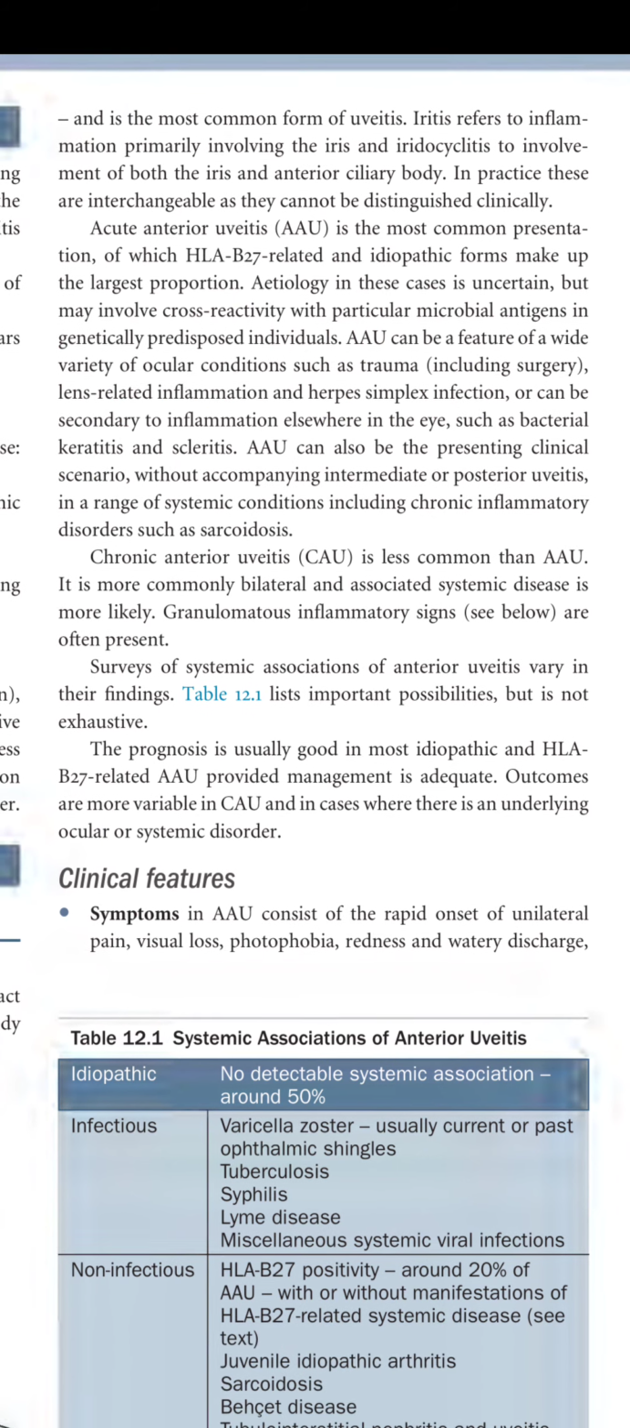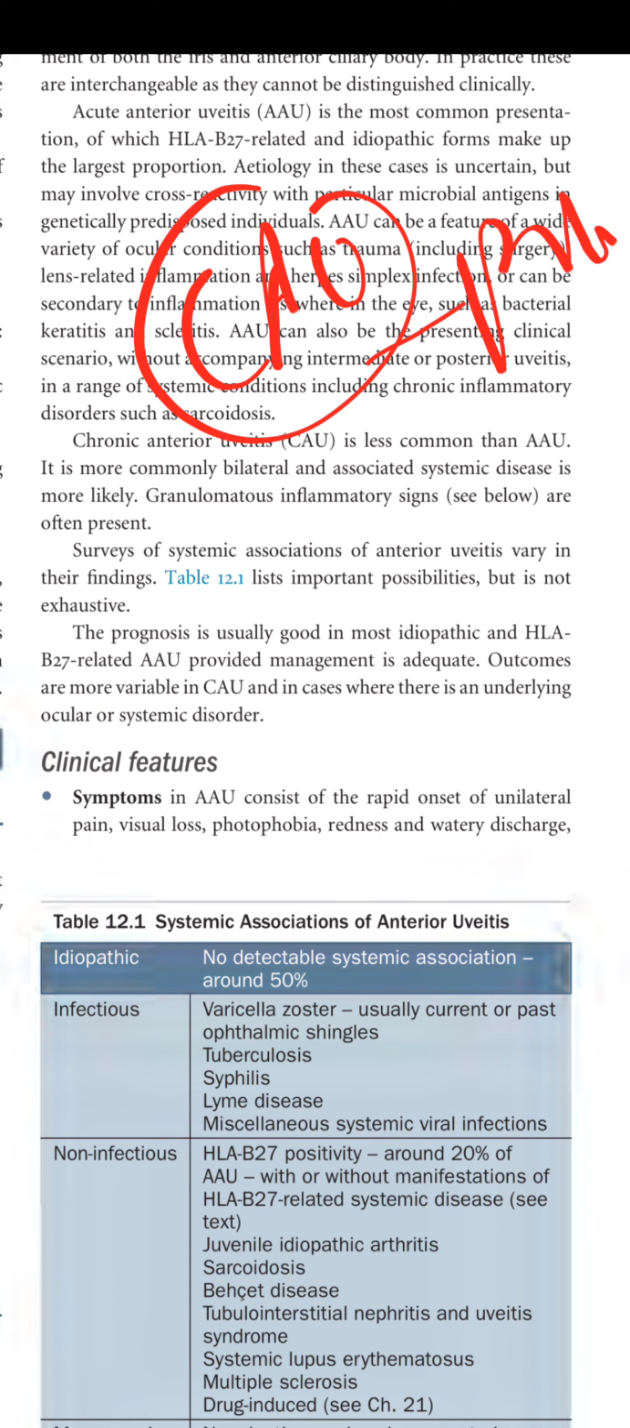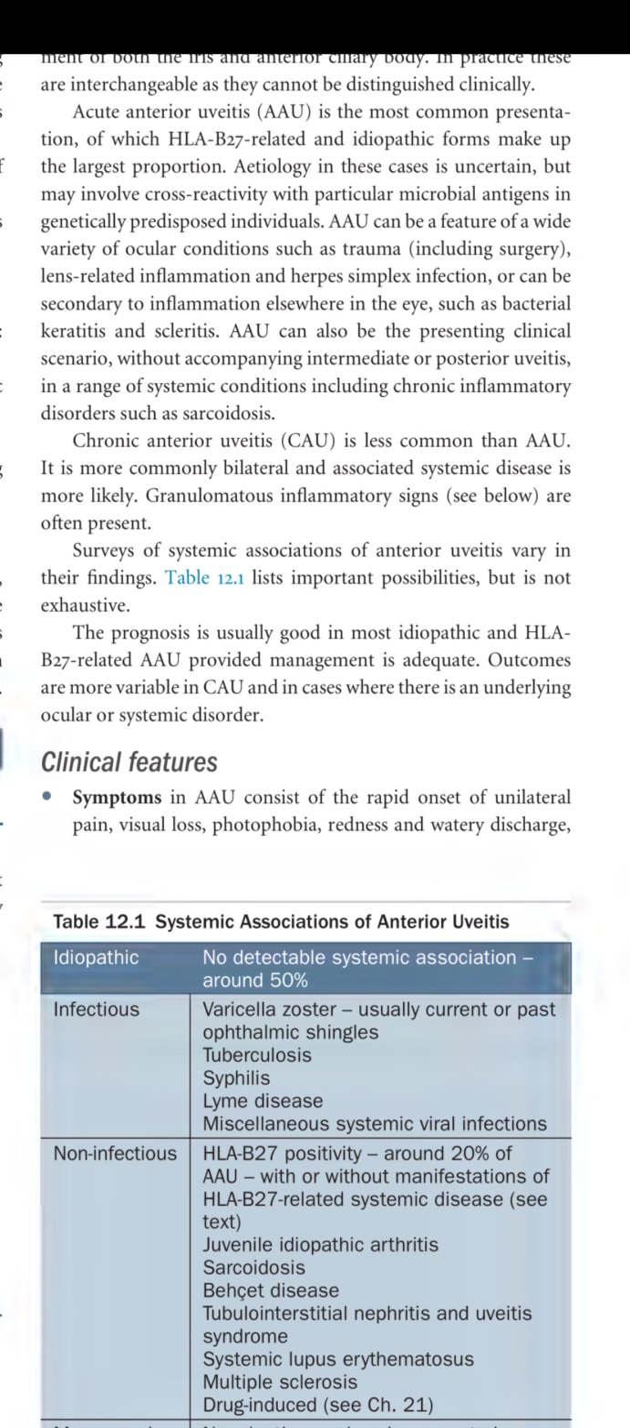Then there is chronic anterior uveitis. Chronic anterior uveitis is less common than acute anterior uveitis. It is more commonly bilateral, and associated systemic disease is more likely. So chronic anterior uveitis is basically persistent uveitis, and it is usually bilateral and associated with systemic disease. Granulomatous inflammatory signs, see below, are often present.